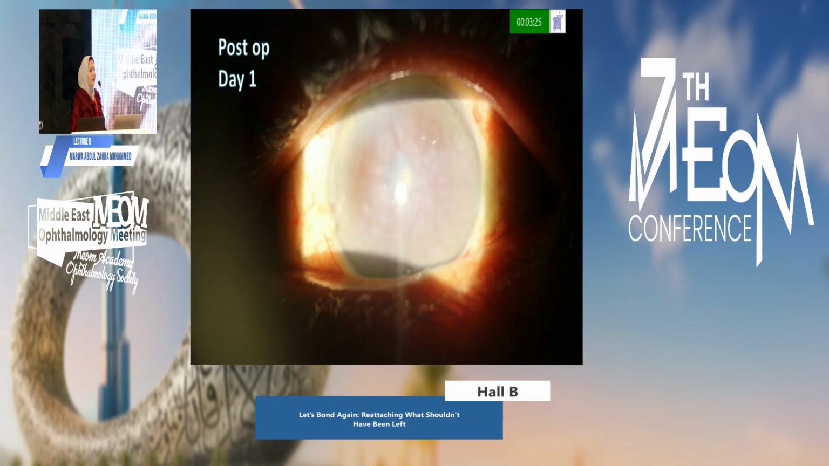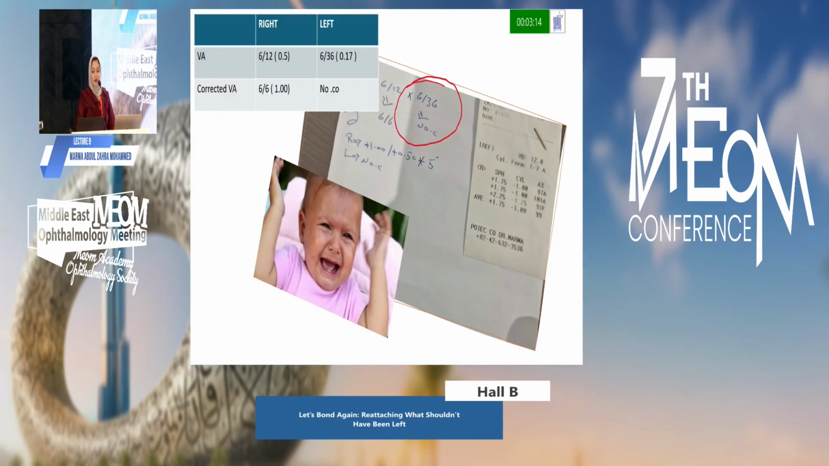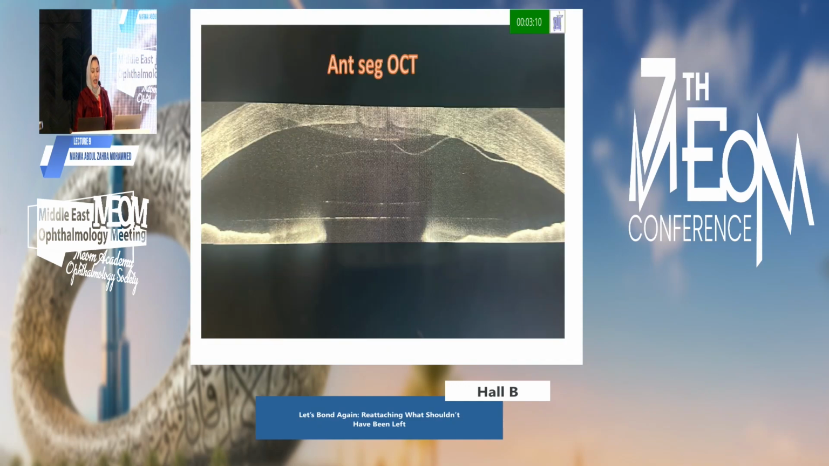But on the first day, this is the picture of my patient. And I swear I could feel my heart break at that time. The visual acuity is 6/36 and there is no correction. And this is the anterior segment OCT, and I have a large Descemet membrane detachment, maybe reaching zone 1 to the pupil plane, and it's more than 1 mm in height and non-planar.